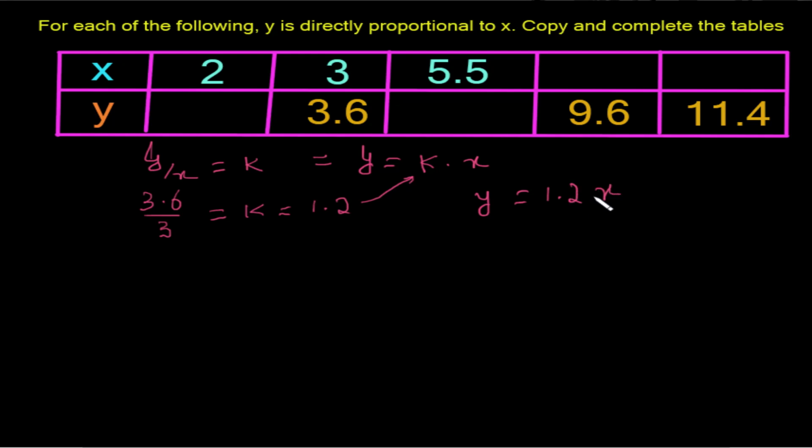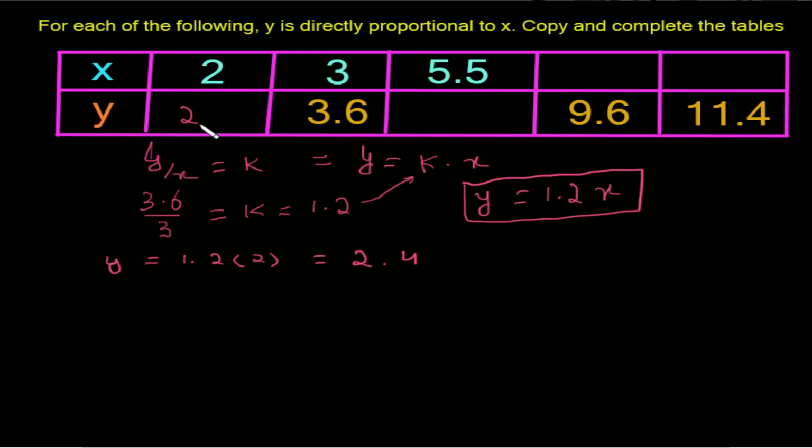Now this is the equation that connects x and y, or the equation in which we have expressed y in terms of x. And this is the main equation we will use to hunt the missing values of x and y. Like here, if I have to find y, we have a value for x and we don't have a value for y. So here I will use this equation, 1.2, and for x I will substitute this 2. So I will get 2.4. So when x is equal to 2, y is equal to 2.4.